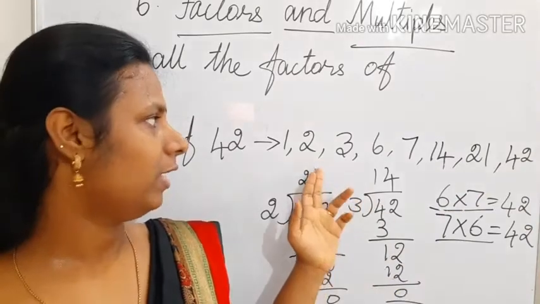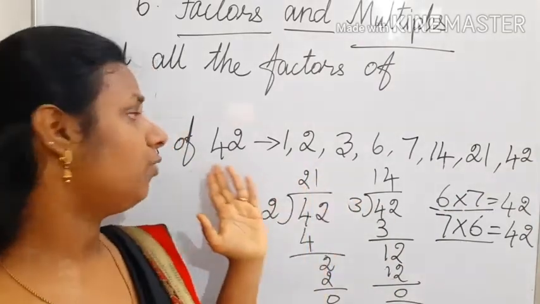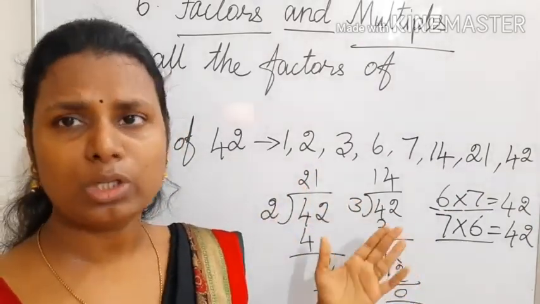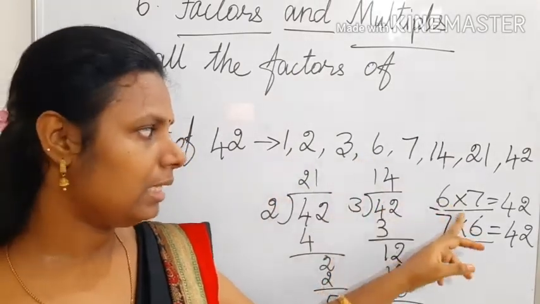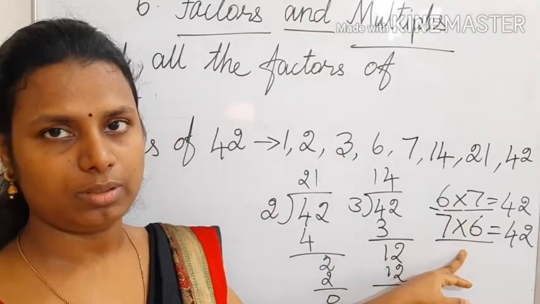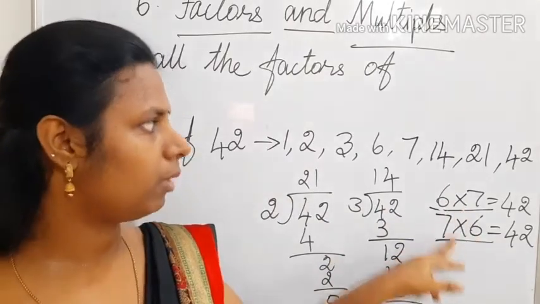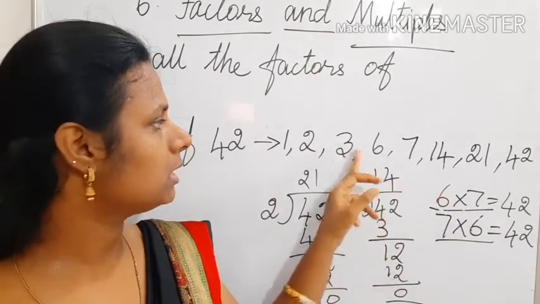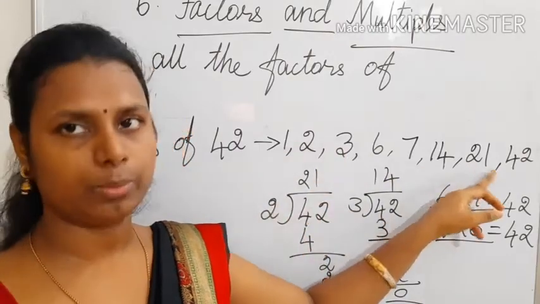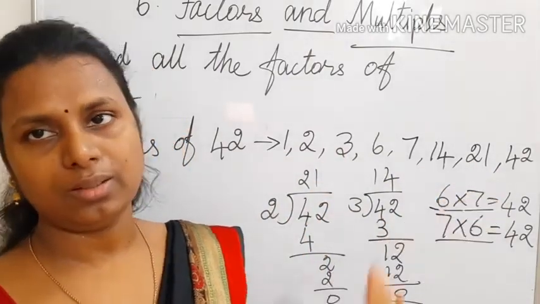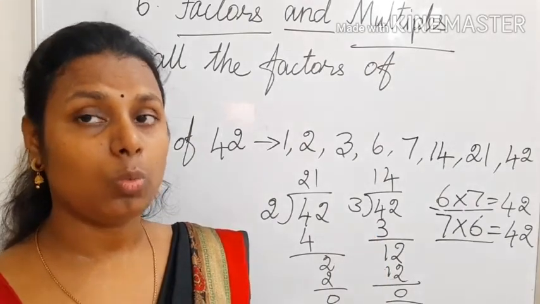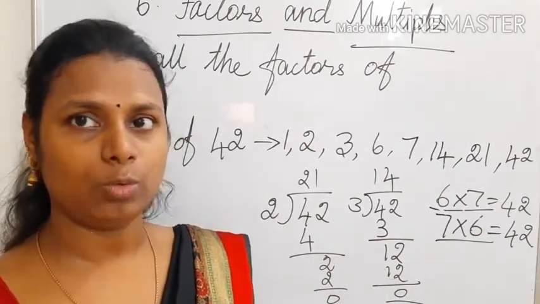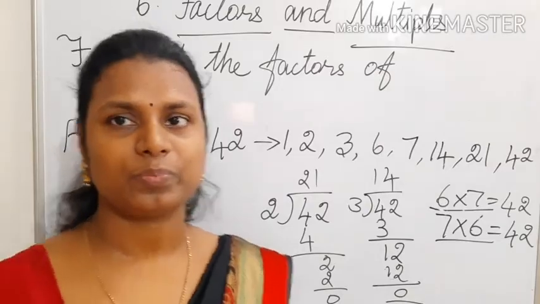So, in this way, no need to say the table all the way till 42. No need to be afraid. Just keep on saying the table until you get this kind of number. Once you get this kind of number, stop saying the table. Just write the quotients of these numbers. Then you can finish it up. Have you understood? If you have any doubt, watch this video again and again. You will understand. Okay? Thank you.